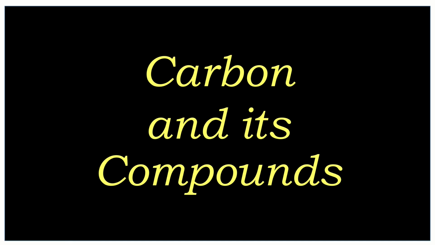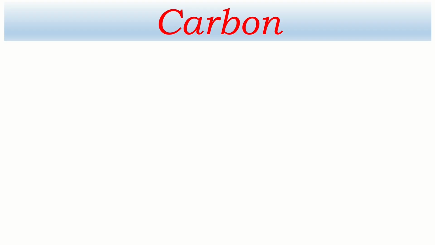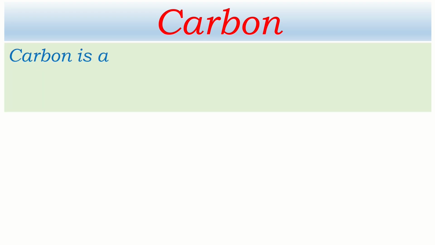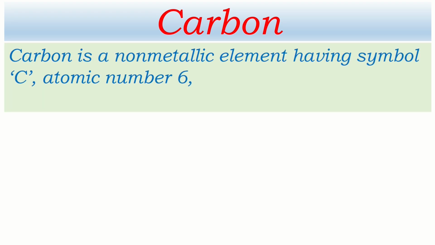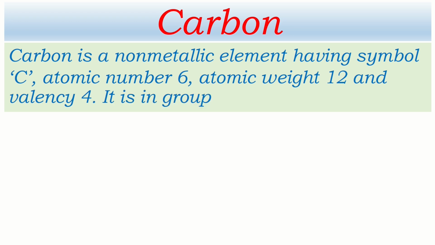Today I am starting carbon and its compounds. Okay, let's start with the element carbon because we are talking about carbon and its compounds. What is carbon? Carbon is a non-metallic element having symbol C, atomic number 6, atomic weight 12 and valency 4.